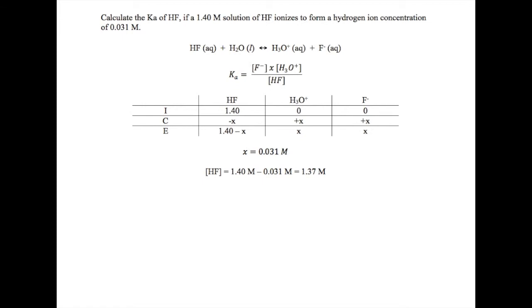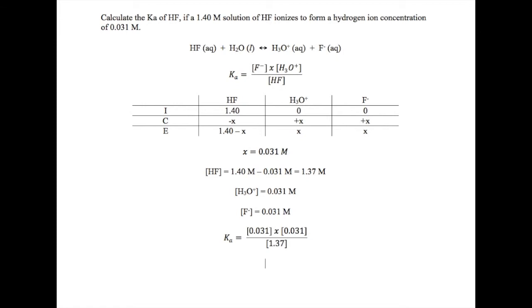X equals 0.031 molar because this is how much is given to us in the problem. If we know that x equals 0.031 molar, then that is the concentration of hydronium ion and F- ion. And then we can determine the concentration of HF by the equation 1.40 minus x, which is 1.40 molar minus 0.031 molar equals 1.37 molar. So there we have it. We now know the equilibrium concentrations of HF, H3O plus, and F minus.